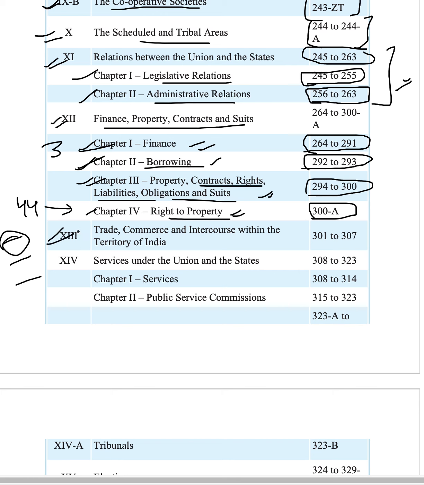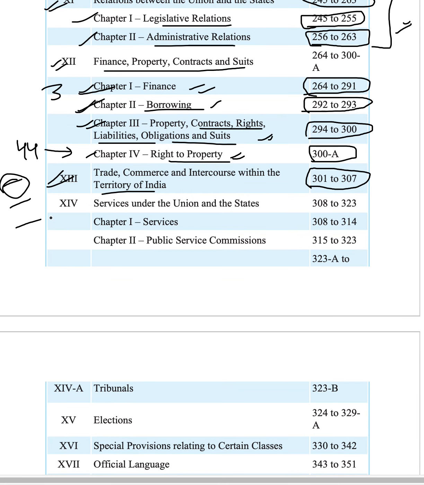Then Part 13 covers the trade, commerce, and intercourse within the territory of India. So again, all these things are guaranteed to each and every citizen, except by authority of law and in special cases like tribal areas and Jammu and Kashmir. So this is covered from 301 to 307. Then Part 14, services under the Union and the State. So it is covered from 308 to 323.